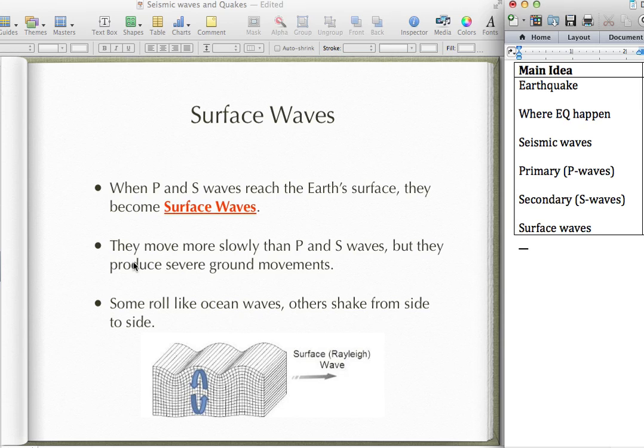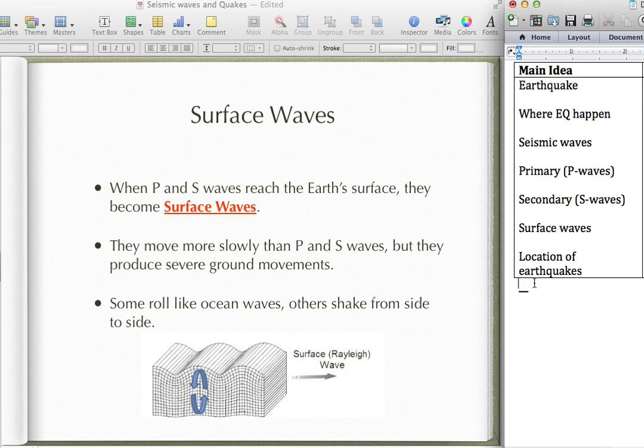And last thing is, since these all go at different speeds, location of earthquakes, and we don't have a slide for this, but I'll just explain it quickly. Since different waves go at different speeds, if you can figure out the time difference between a P wave and an S wave at a certain location, you can figure out how far away the earthquake was. And if you know this from a couple different spots, you can pinpoint the exact focus of the earthquake. And so that's how we figure out where the earthquake happened, by looking at the time difference between P waves and S waves arriving. The longer the difference in time, the farther away the earthquake was.